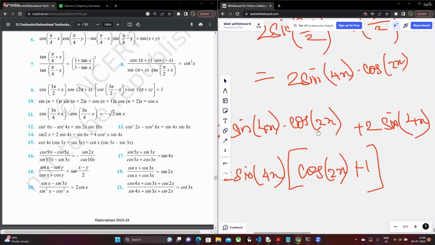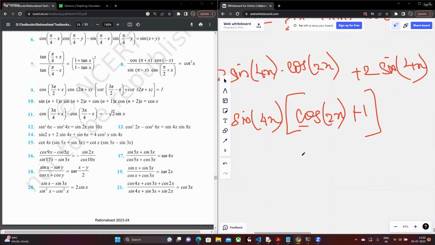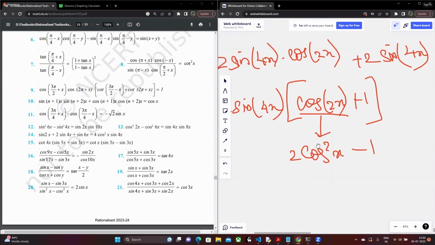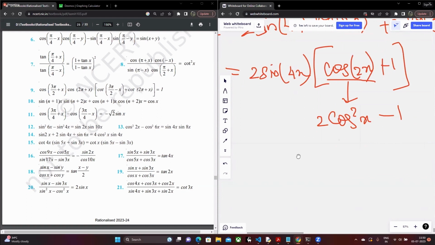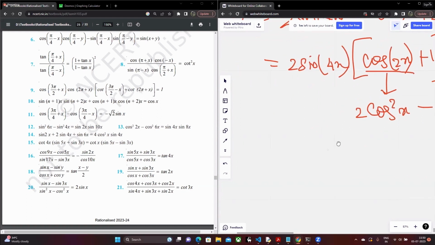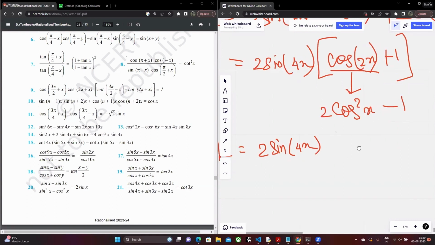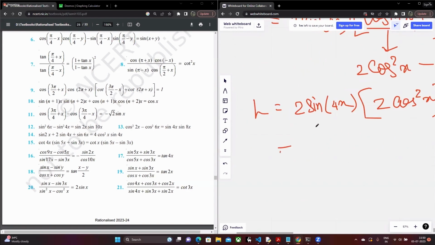Right. Remember that cos 2x has many different forms, and one of those forms is basically 2 cos square x minus 1. Right. Therefore, L is equal to 2 into sine of 4x times this plus 1 and this minus 1 get cancelled out. So I'm basically left with 2 cos square x. Right. So this then becomes 4. 2 into 2 is 4 times cos squared x into sine of 4x, right, which is equal to R.